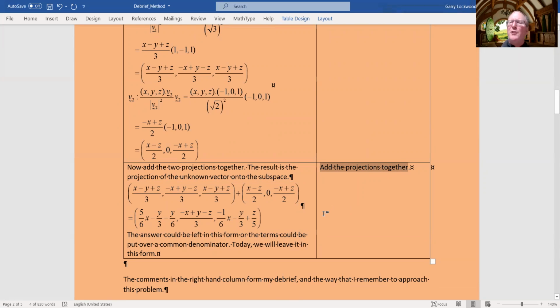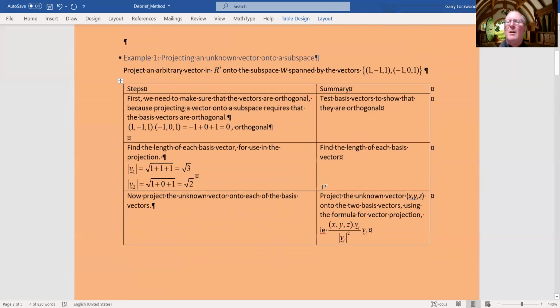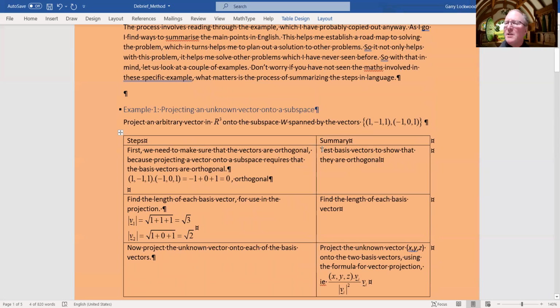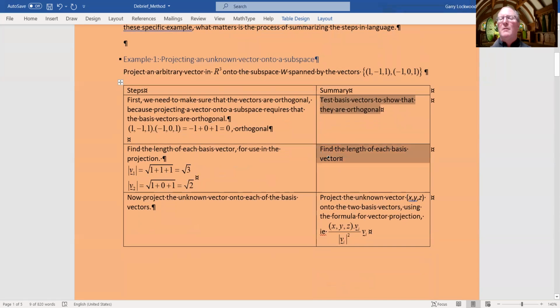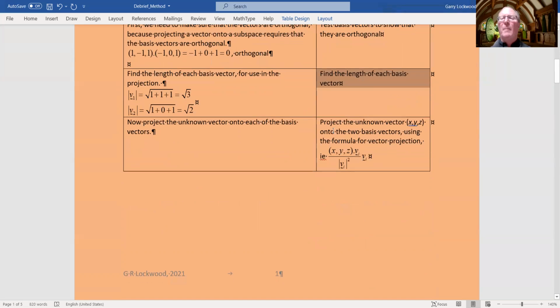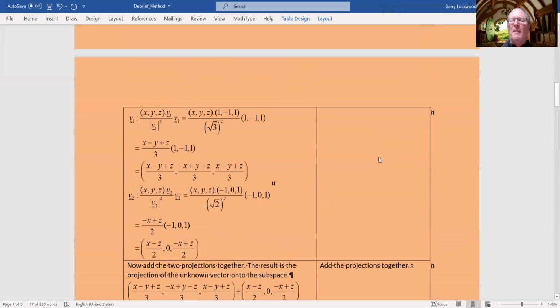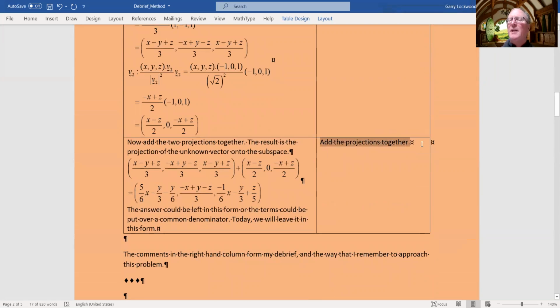And so when I want to review how to solve this problem, what I'm going to review first, before I even cover the problem up and try it by myself without looking at the answer, is: test the basis vectors to show that they're orthogonal. Find the length of each basis vector. Project the unknown vector x, y, z onto the two basis vectors using the formula for vector projection. And add the projections together. And that gives me a roadmap for solving this particular problem.